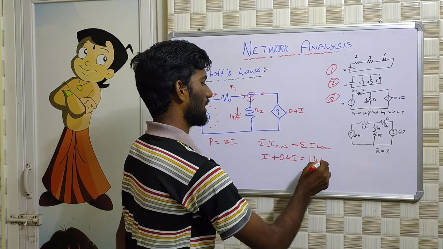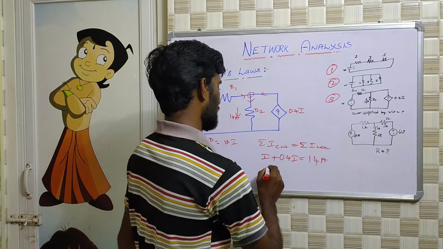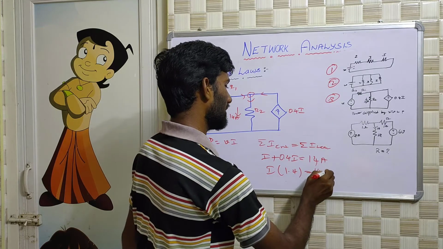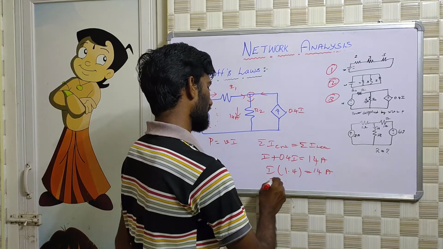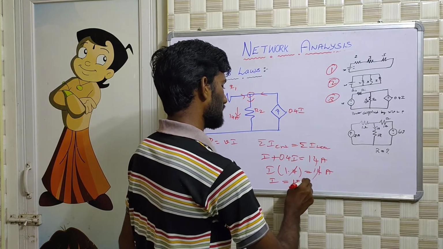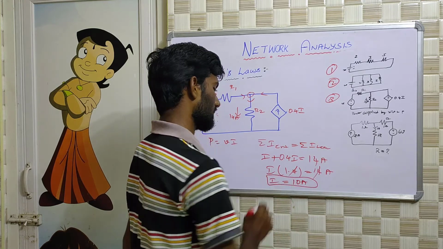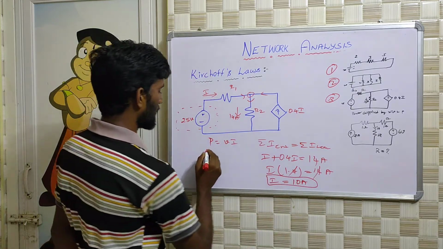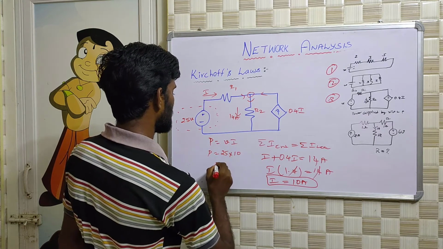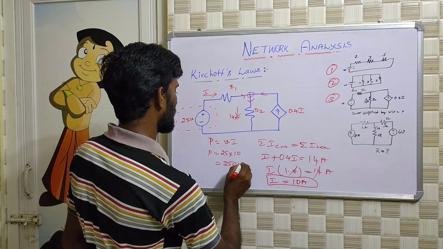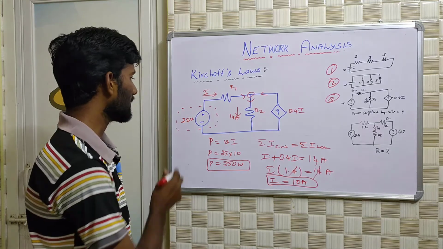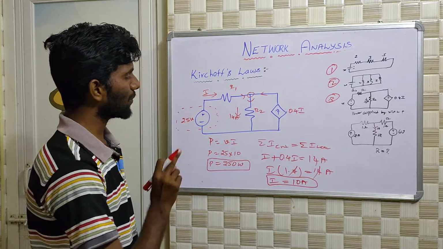So that is 14 amperes. So I into 1.4 is equal to 14 amperes. Therefore I is equal to 14 by 1.4. So that is equal to 10 amperes. Now power P is equal to voltage 25 into 10. So that is equal to 250 watts. So that is the power supplied by this 25 volts.